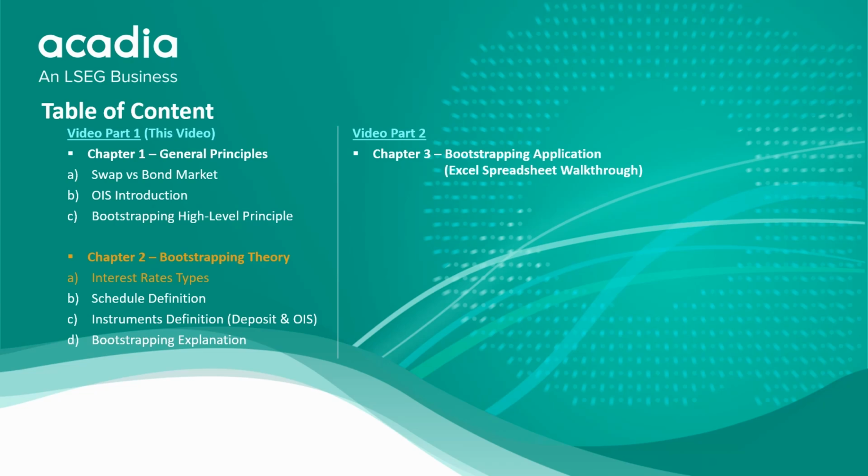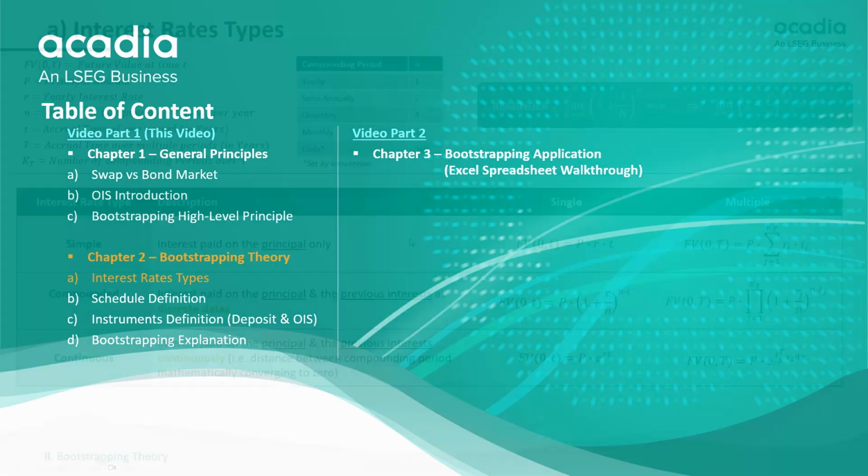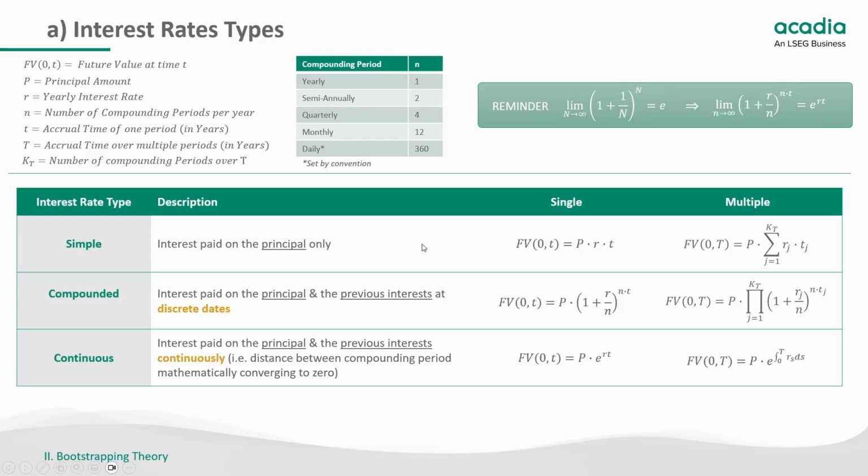Before we start looking at more advanced concepts, I thought I'd just provide a small reminder on the different types of interest rate that you will likely be faced with. First of all, the simple interest rate. In this case, it only pays interest on the principal amount, or the notional, which is represented as P, R being the yearly interest rate, and T the actual time of one period expressed in years.